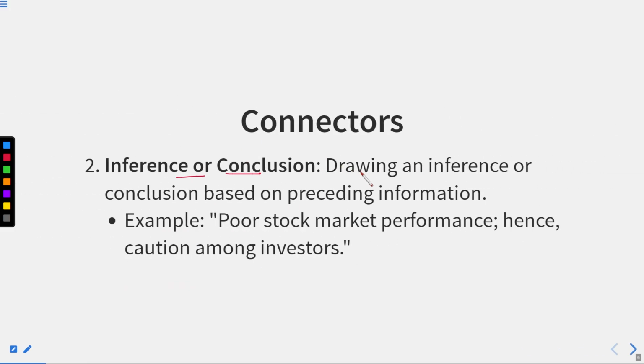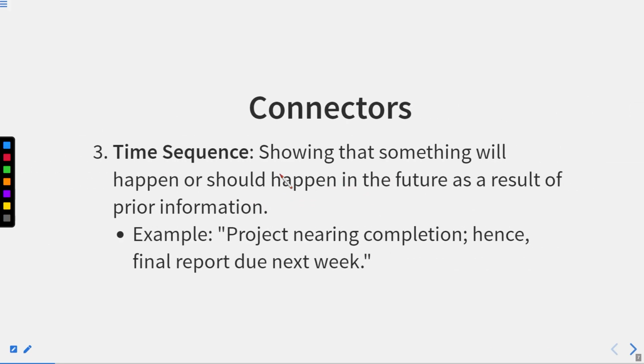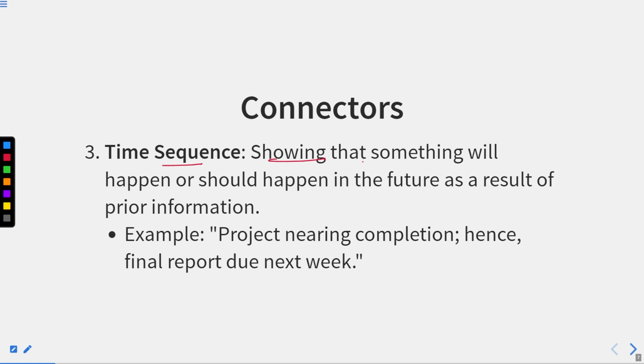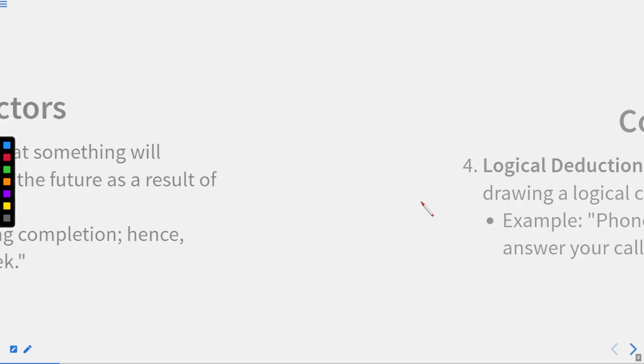Inference or conclusion. Drawing an inference or conclusion based on preceding information. Example, poor stock market performance, hence caution among investors. Time sequence. Showing that something will happen or should happen in the future as a result of prior information. For example, project nearing completion, hence final report due next week.